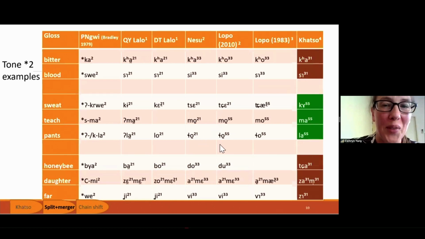So here are the tone 2 examples where we see row A, so pre-Khatso aspirated and voiceless fricatives, retaining the low falling tone value. Also row C, historically voiced initials, retaining that low value, but jumping up to high after pre-Khatso voiceless unaspirated, and you can see these were probably glottalized sonorants. These have jumped up to high.